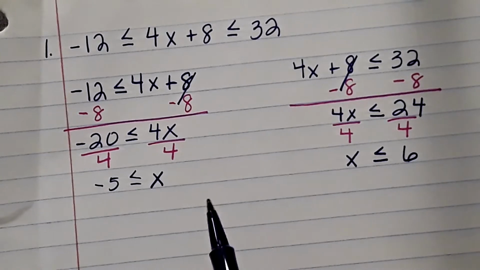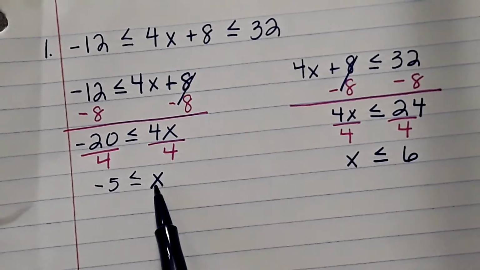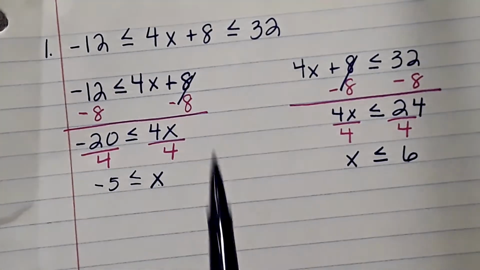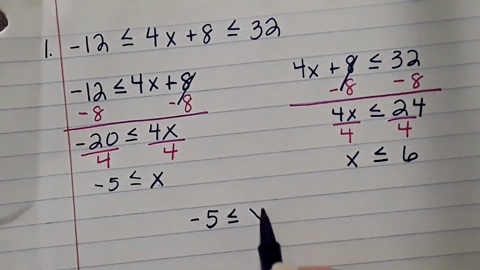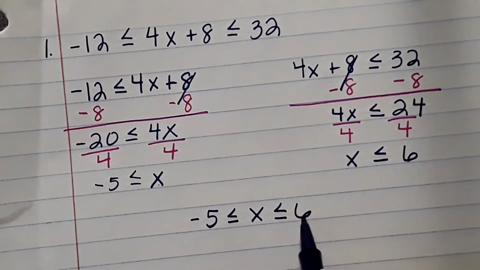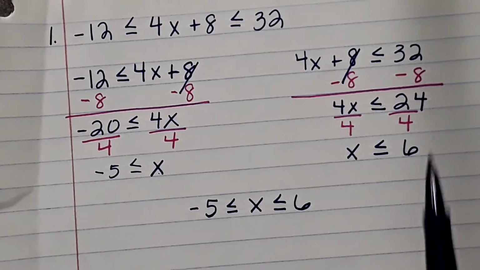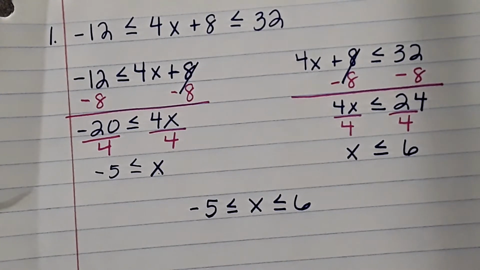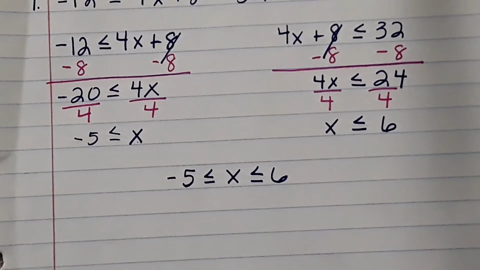Okay, so this is a compound. See how x is the same? So we're going to write -5 is less than or equal to x, which is less than or equal to 6. Now that's going to change, like this will change if we divided by a negative. Let's say we've divided by a number that was negative. But right now, this is perfect.